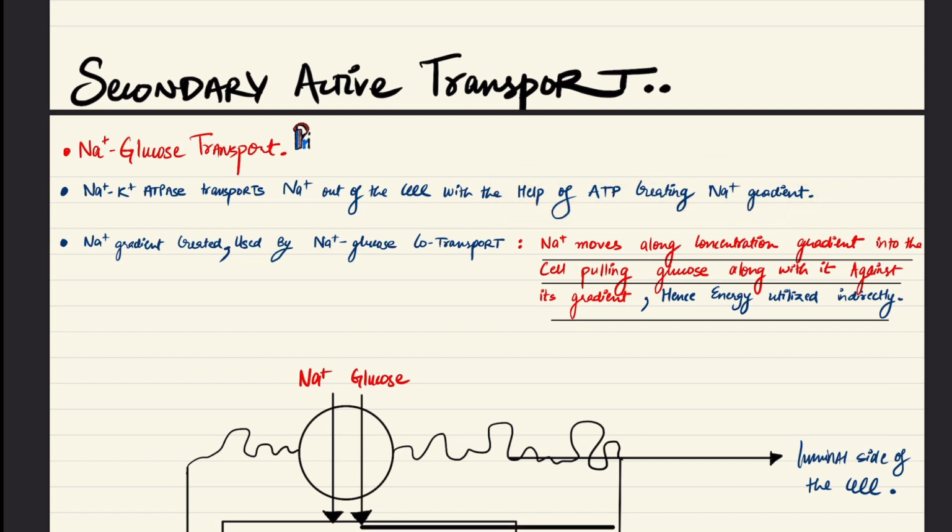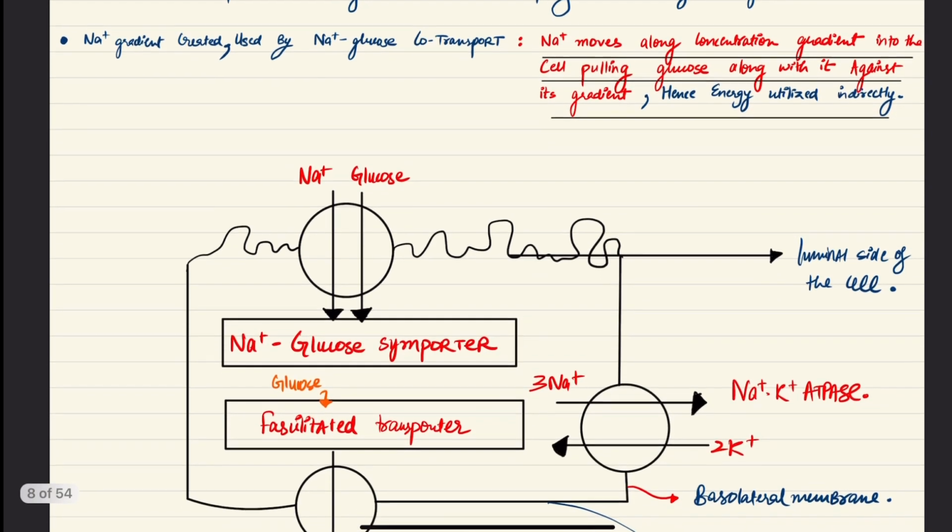creating a sodium gradient, because we are creating more Na plus outside and low Na plus inside, so there is a high concentration of Na plus outside the cell. So this Na plus wants to come inside along the concentration gradient. When this Na plus comes inside, glucose comes with it. Na plus moves along the concentration gradient into the cell, pulling glucose along with it against its concentration gradient. Hence, energy is utilized indirectly.